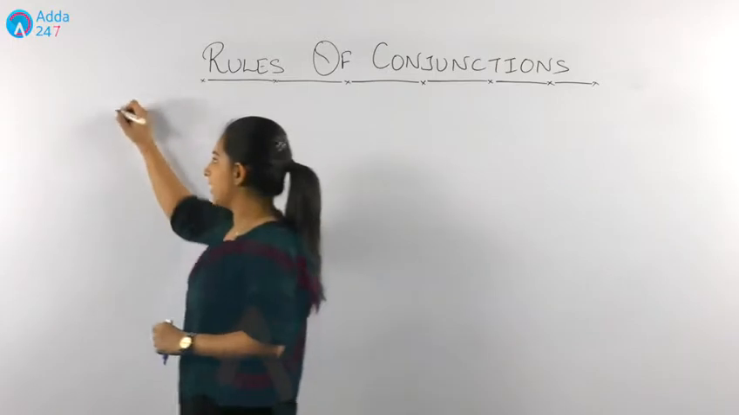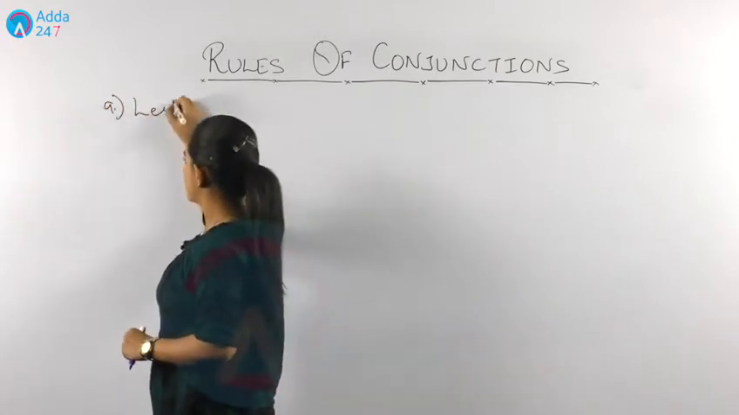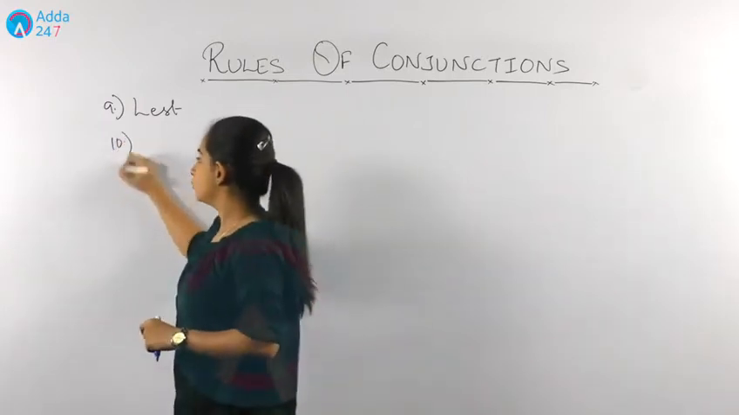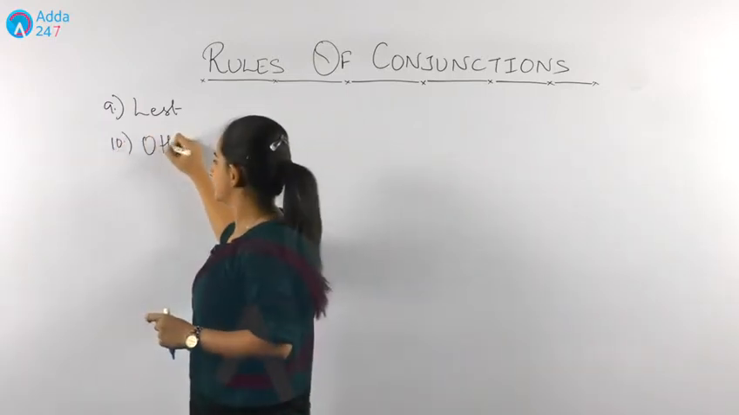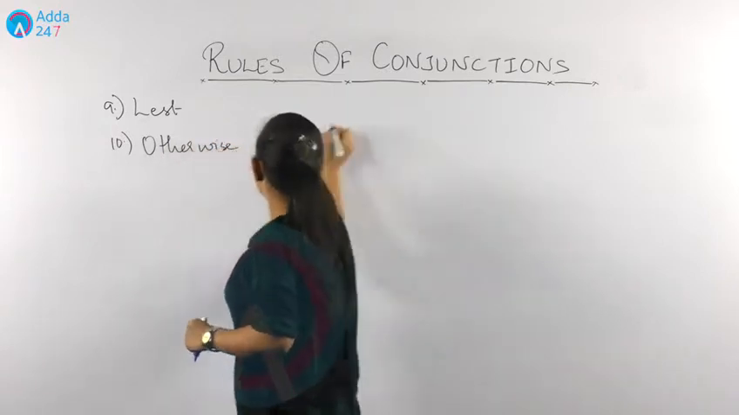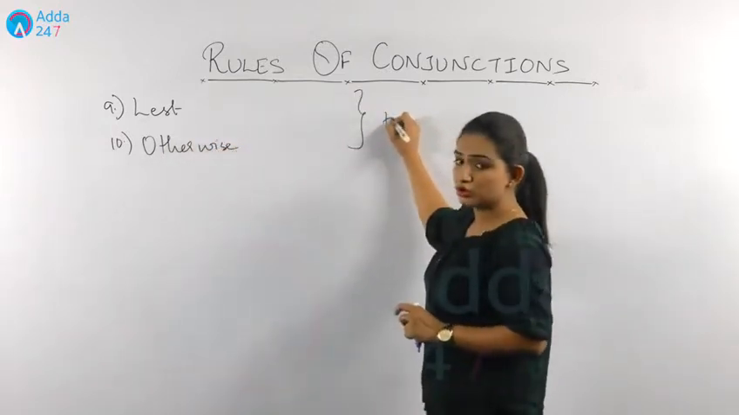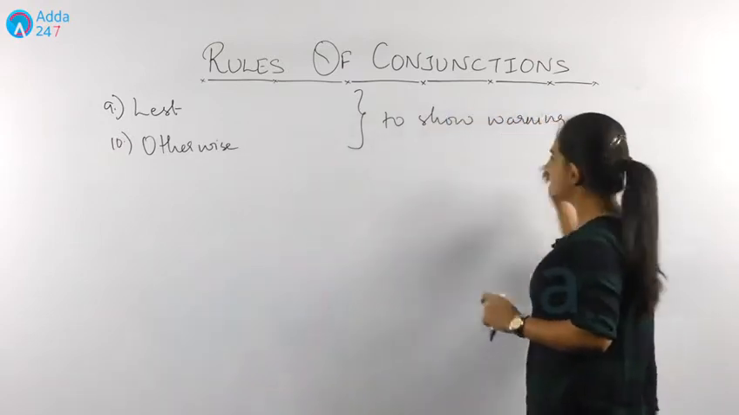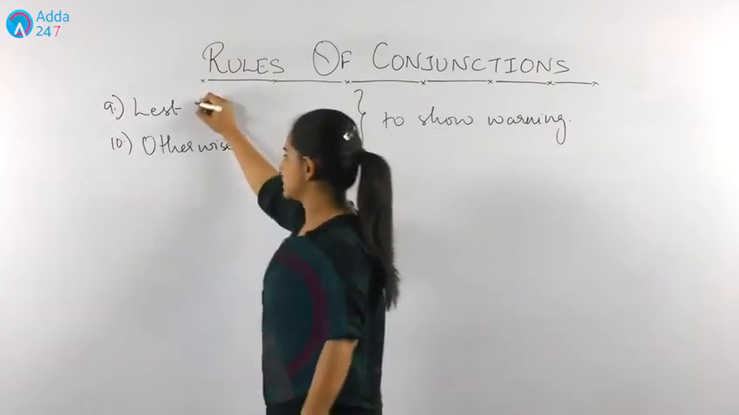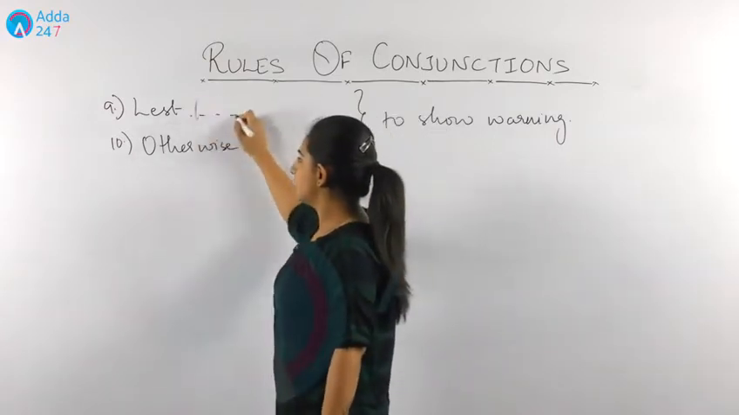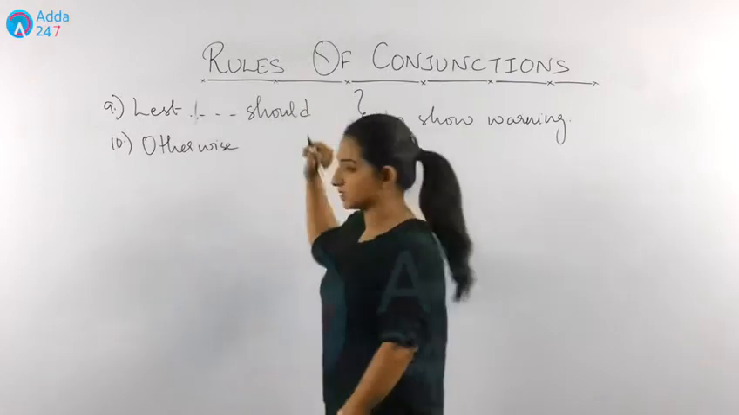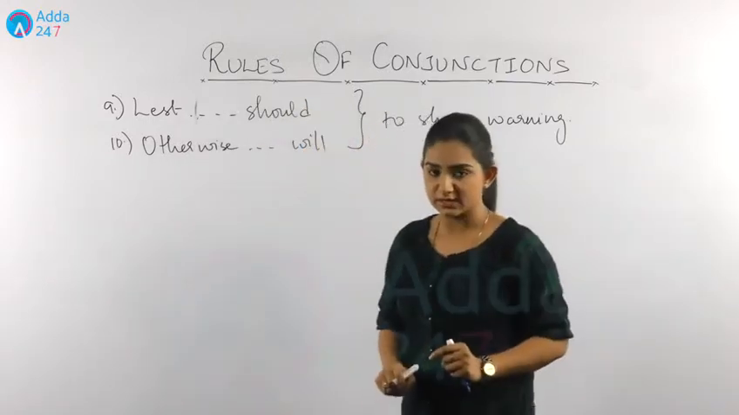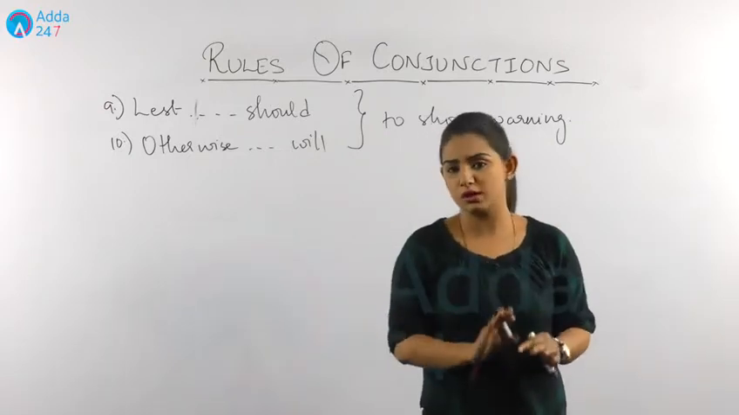Now the next thing that you have is lest, L-E-S-T, lest. And after that, you again have otherwise. Now see, both of these are used to show what? To show warning. But what is the difference? When you place lest, after this we will place should, always. But if we place otherwise, there will be will only in the sentence. But both are used to show warning only, right?